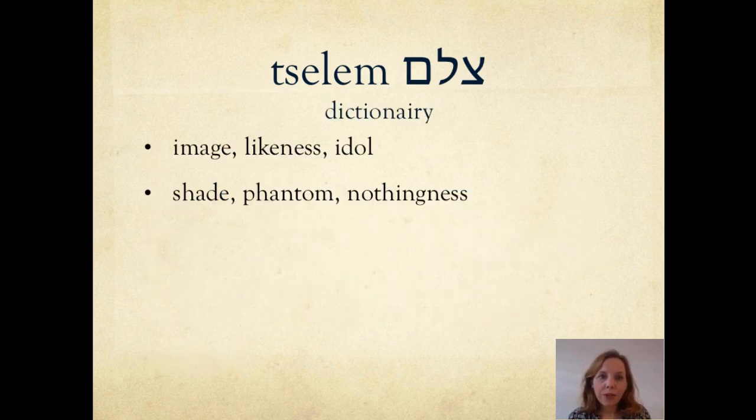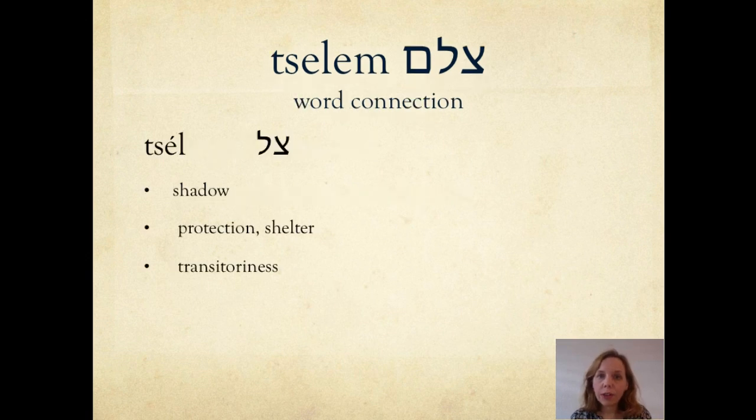In the dictionary I found these meanings of the word: first, image or likeness, or even idol, and shade, phantom, or nothingness. Those are all meanings of the word Tselem. Hebrew words have lots of sides, different colors depending on where the light falls on the word, and that is why we are going to study different things about the word. We are going to study the letters, and we are going to look up some verses in the Bible to really get what this word is about.